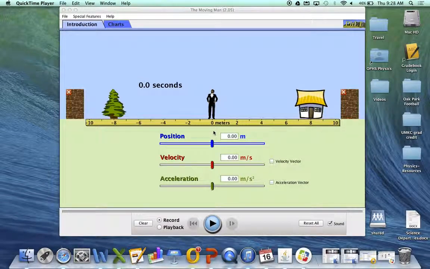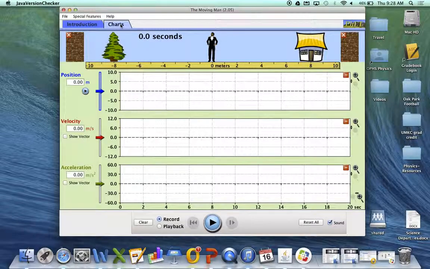Okay, so if you look at the Moving Man simulation, the first thing that it tells you to do is go up to the top and click on Charts. What Charts does is it pulls up the different graphs that we've been creating. We've got a position versus time graph, a velocity versus time graph, and an acceleration versus time graph.